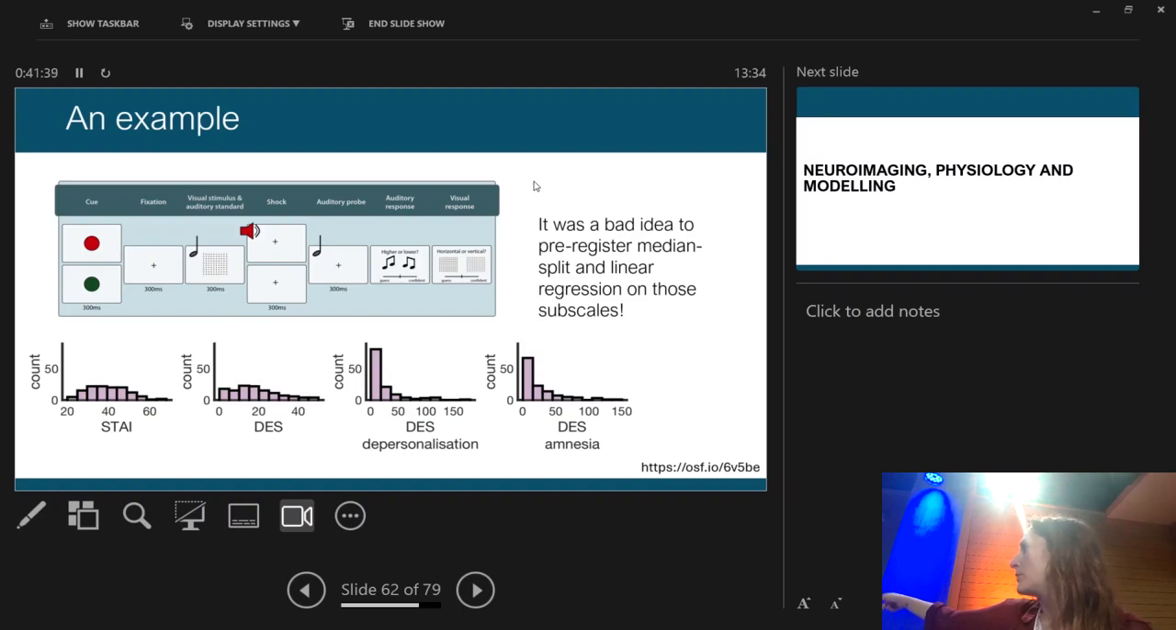But the data I got had these disgusting skewed distributions, and a median split is just 0 and everything else, and it was completely implausible to do any of this, right? I just had to throw the whole pre-registration in the bin.